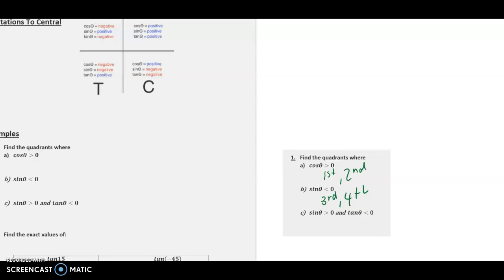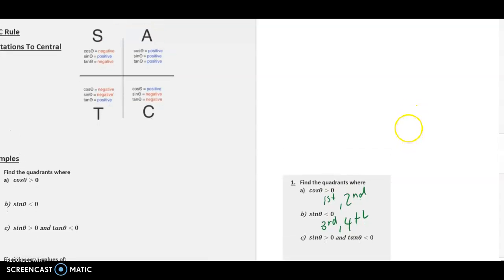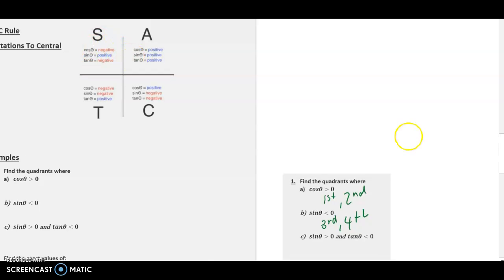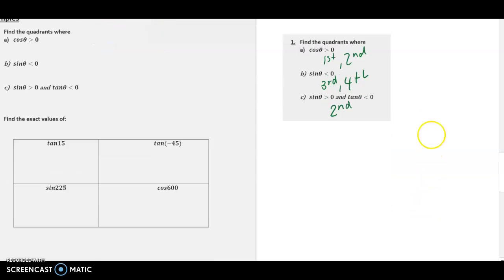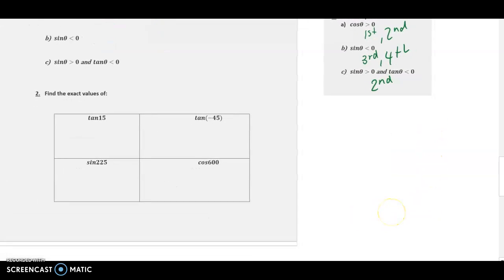Okay. For C, we're looking at where sine is positive and where tan is negative. So we go back and have a look at our diagram. Sine is positive in our second and our first quadrant, and tan is negative in only the second quadrant out of those two. So the only one we can have a look at there is the second quadrant. Now let's find some exact values of our numbers here.